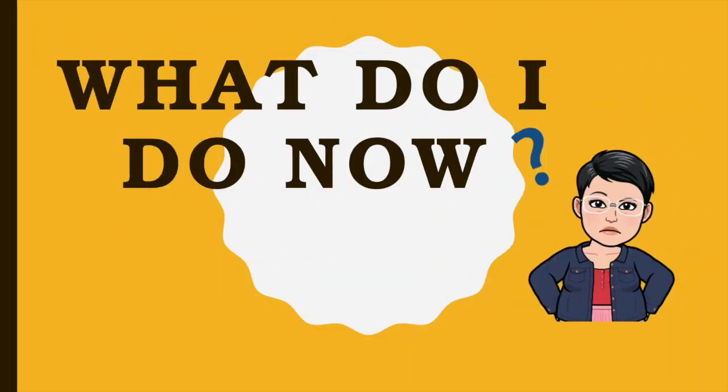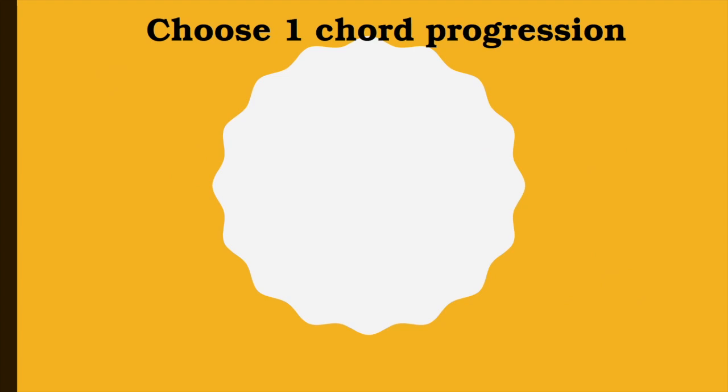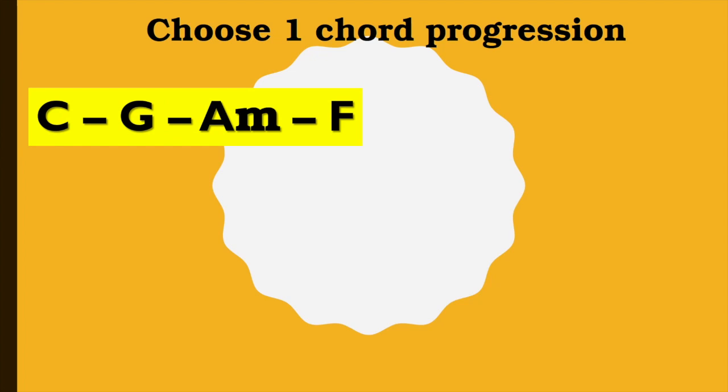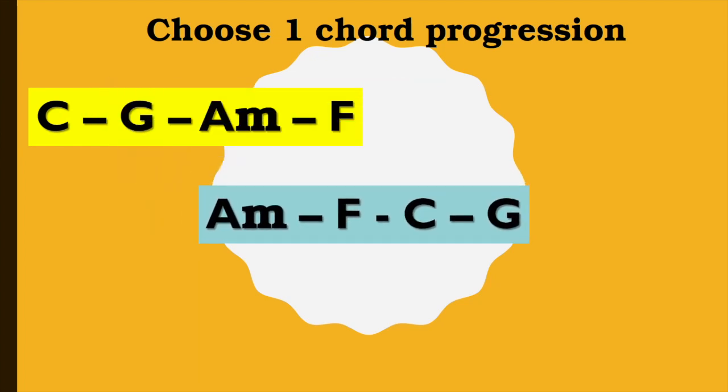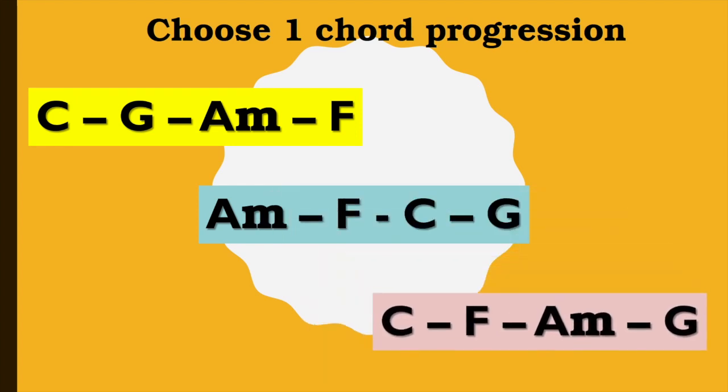So what do I do now? First, you have to choose one chord progression, either C, G, A minor, F, or A minor, F, C, G, or C, F, A minor, G. I suggest you try out each of them and have a listen to which one you prefer most. And remember, for chord progression, you need to repeat one of these a few times throughout the whole song.